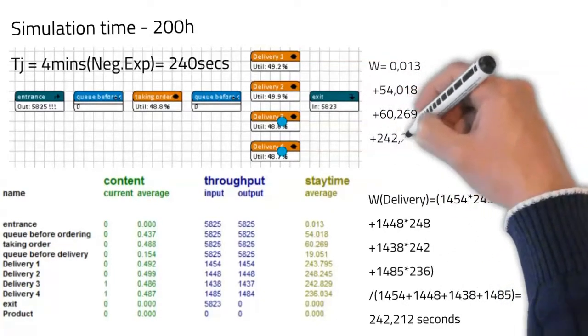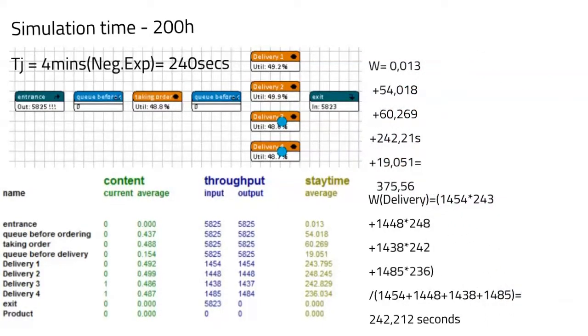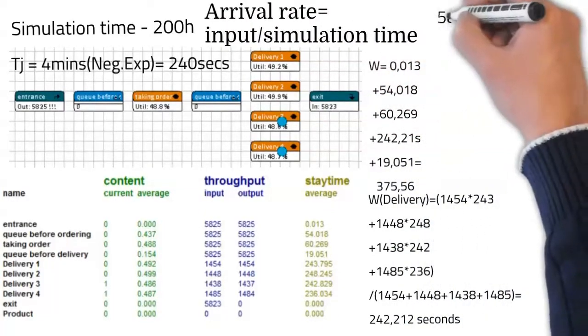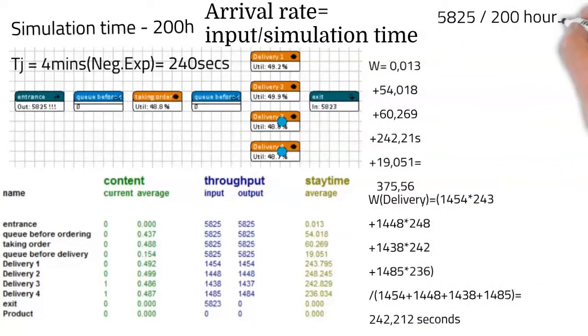Once we have that number, we can add the remaining average stay times and arrive at the total waiting time of the system. We can also calculate the arrival rate by using the formula shown in previous slides. So we will divide the input by the simulation time. So in this case, we have 29 products per hour.